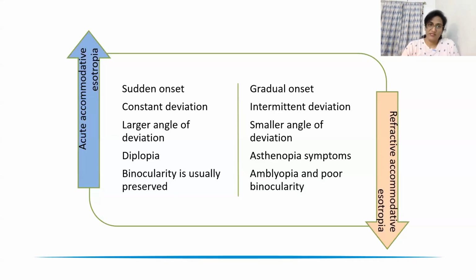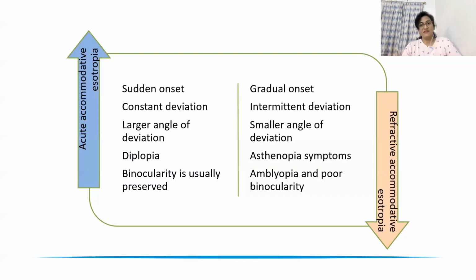It's most often that we see an acute accommodative esotropia having a very sudden onset. That is why it is categorized as acute accommodative. Usually they present with a constant deviation with a large angle of deviation. As I said, the theory behind this is that there is poor fusional reserve. So once that reserve disappears, then there is a large angle, there's a constant angle. And because there is a sudden onset, they more often present with diplopia. But because it is just a short period of onset, usually binocularity is preserved.